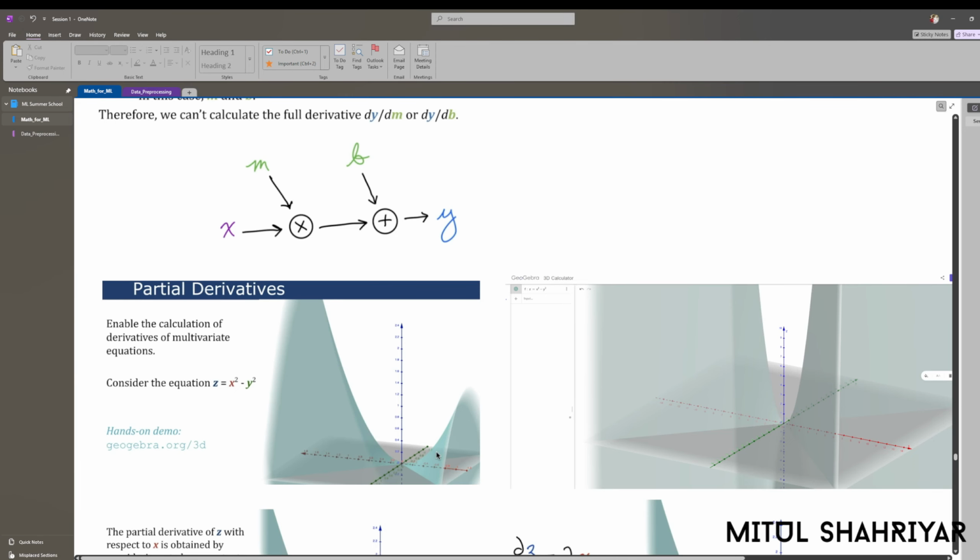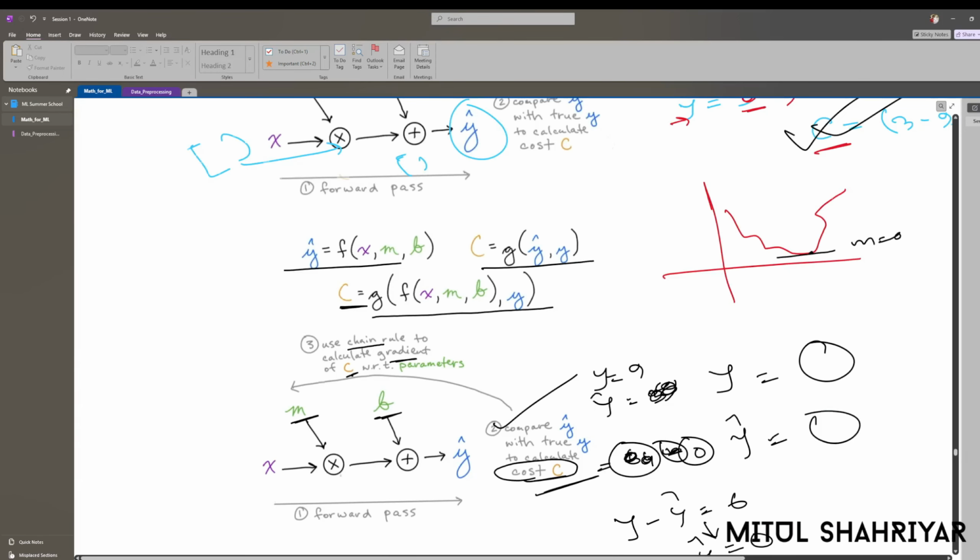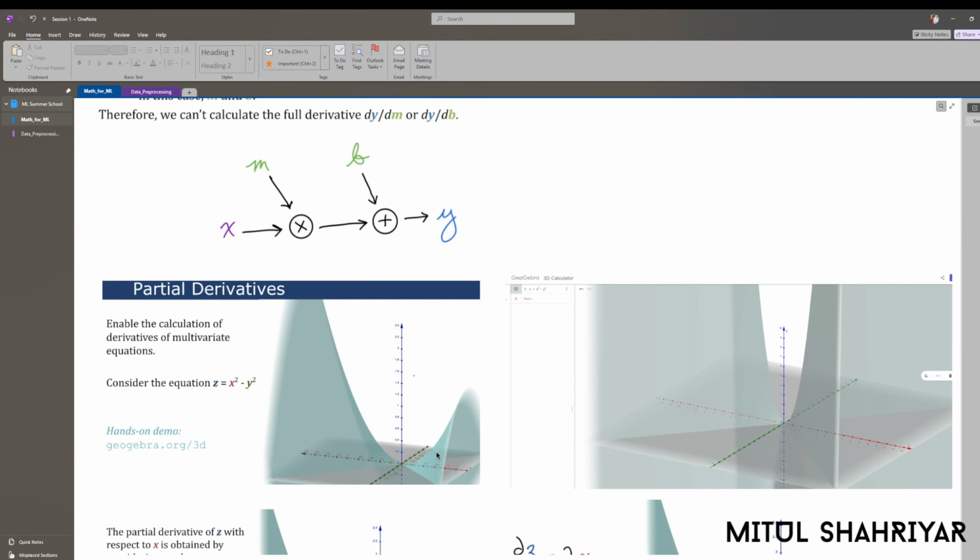Okay, so this is how we are going to learn the forward passing for sure. Then partial derivatives, that's important.